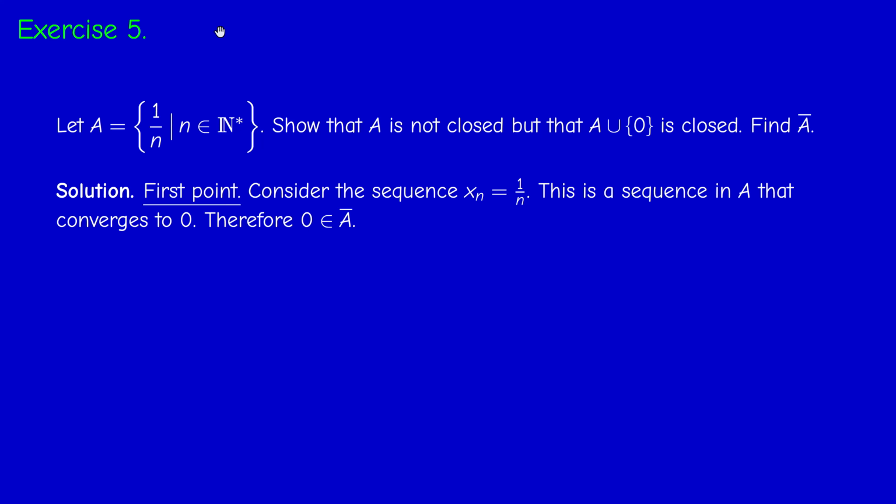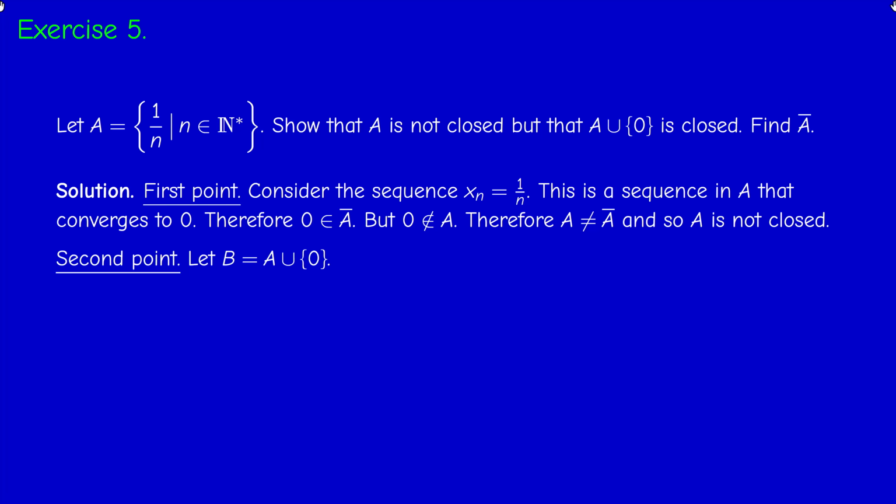Now, the second point. Okay, so you can write this idea in several ways. So 0 is in A bar, but it's not in A, so A is different from A bar, and so A is not closed. Okay. Second point, a little bit more difficult. We have to prove that A union the singleton 0 is closed. Okay. Now, the easiest thing to do here is to prove that the complement of the set is open.